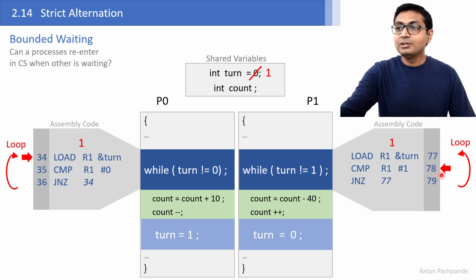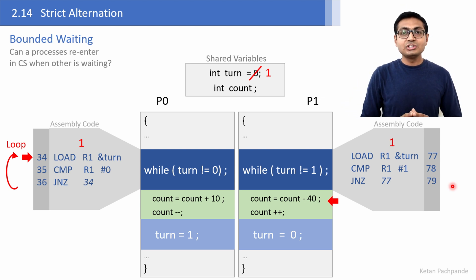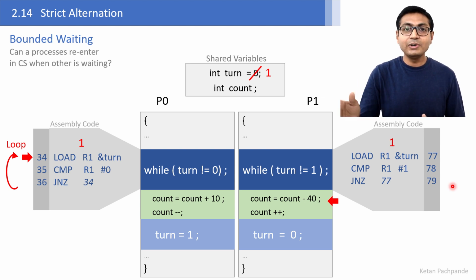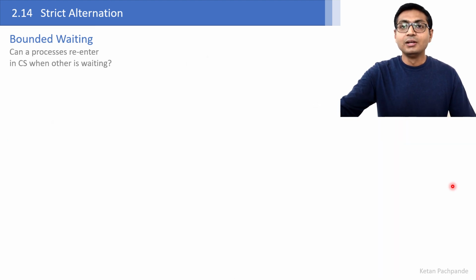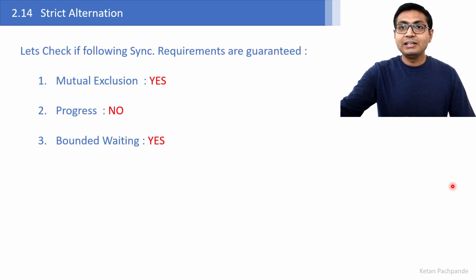So here, let me continue. Now process P1 will read the value of turn as 1, and the comparison 1 not equal to 1 is false, and it will not jump and it will enter into the critical section, isn't it? So who has got the chance next? Whoever is waiting at the gate has got the chance to enter into the critical section. So that's why I say that bounded waiting is guaranteed by the strict alternation mechanism.